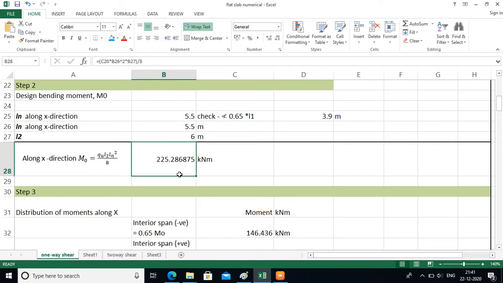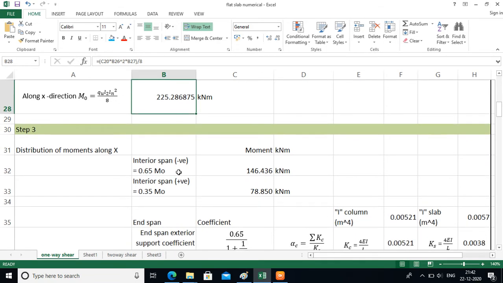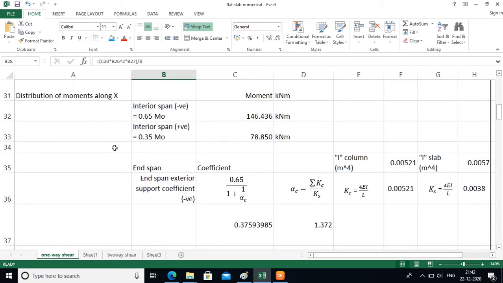So this is the moment, but it is for the total panel, which means we need to distribute this design bending moment at various positions. The total design and distribution procedure is given in IS 456 2000 in the direct design method, so we are going to follow the clauses of that. In step 3 we are going to distribute this M0 at various positions of that particular span. So step 3 is the distribution of moment along x direction.